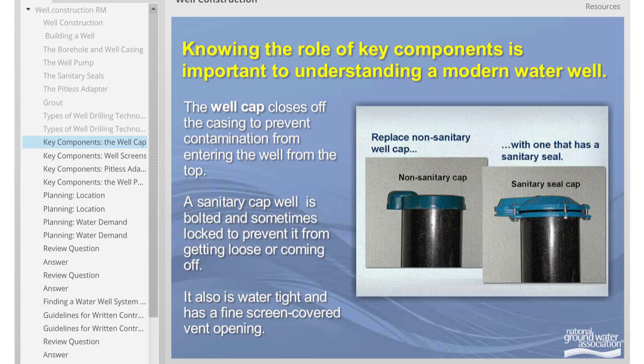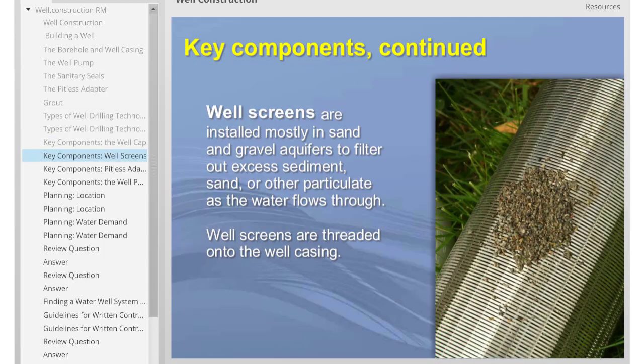The cap closes off the casing to prevent contamination from entering the well from the top. A sanitary well cap is bolted and sometimes locked to prevent it from getting loose or coming off. It is also watertight and has a fine screen-covered vent opening. Well screens are installed mostly in sand and gravel aquifers to filter out excess sediment, sand, or other particulate as the water flows through. Well screens are threaded onto the well casing.